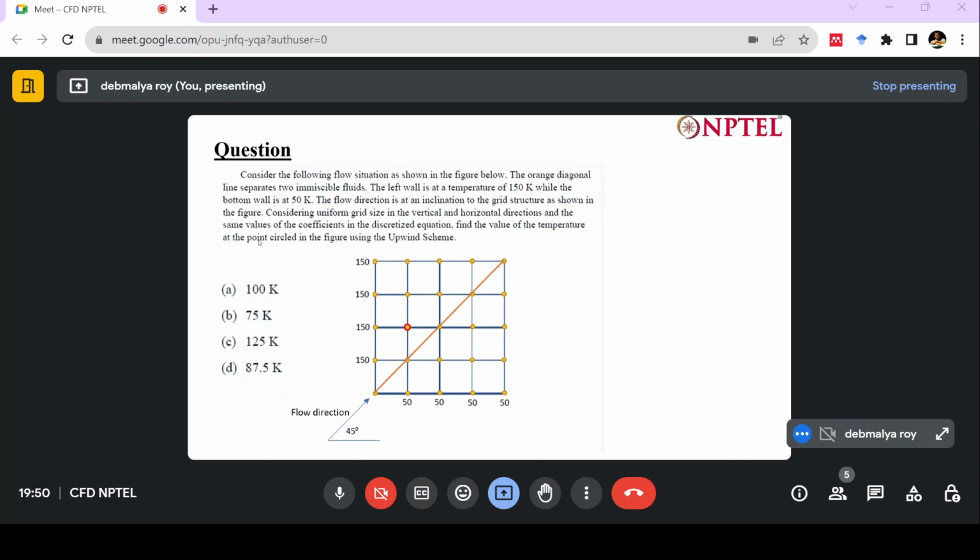You can try solving this problem. And meanwhile, we can take a short break and then continue.